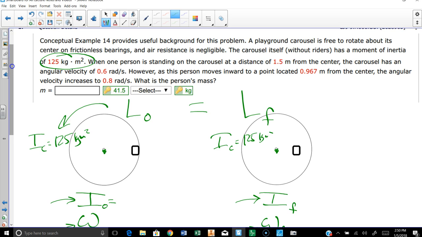But we treat the person as a point mass. So as a single point mass, the person's I, so person, I'm going to put a 1 here, initially, a little 0, initially, is going to be his mass or her mass times the radius initially squared. In other words, this distance here.